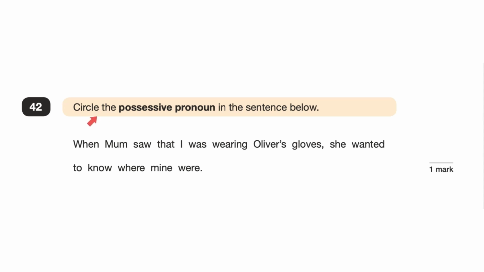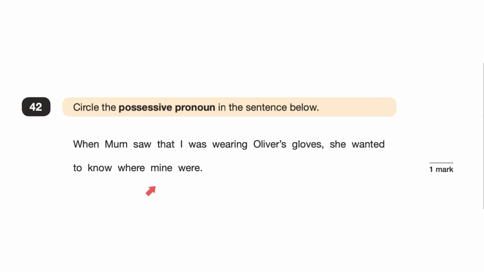And once we start to look at possessive pronoun questions, and again, you can see these are very, very similar, circle the possessive pronoun. Hopefully we can start to see there's a little bit of a clue where similar words are jumping out. Hers and mine, and ours, very, very simple words that are referring to possession. So again, circle the possessive pronoun. When Mum saw that I was wearing Oliver's gloves, she wanted to know where mine were.